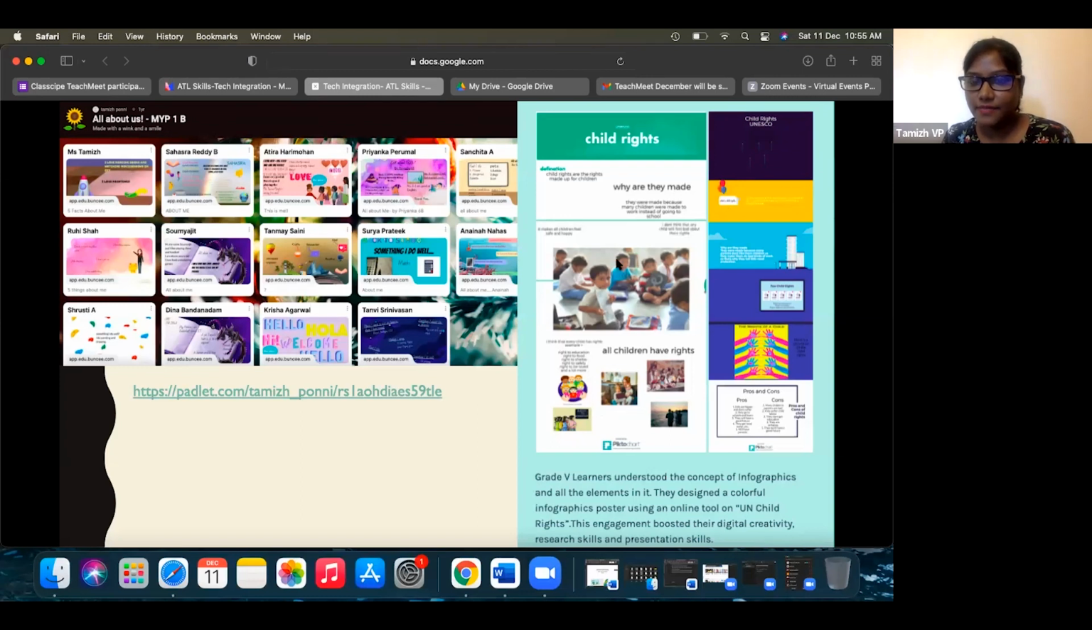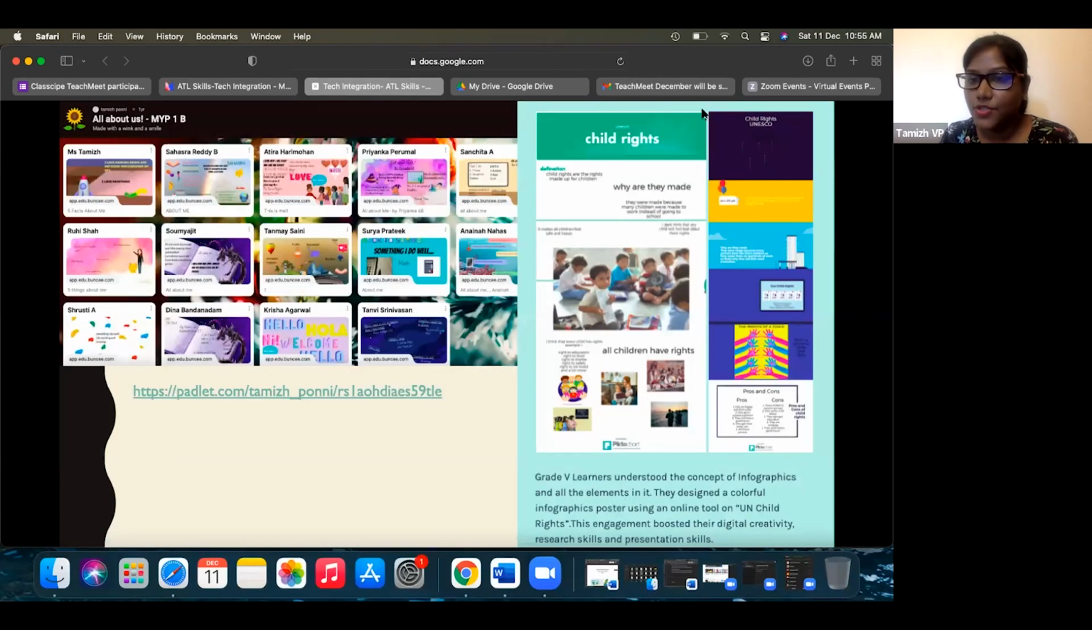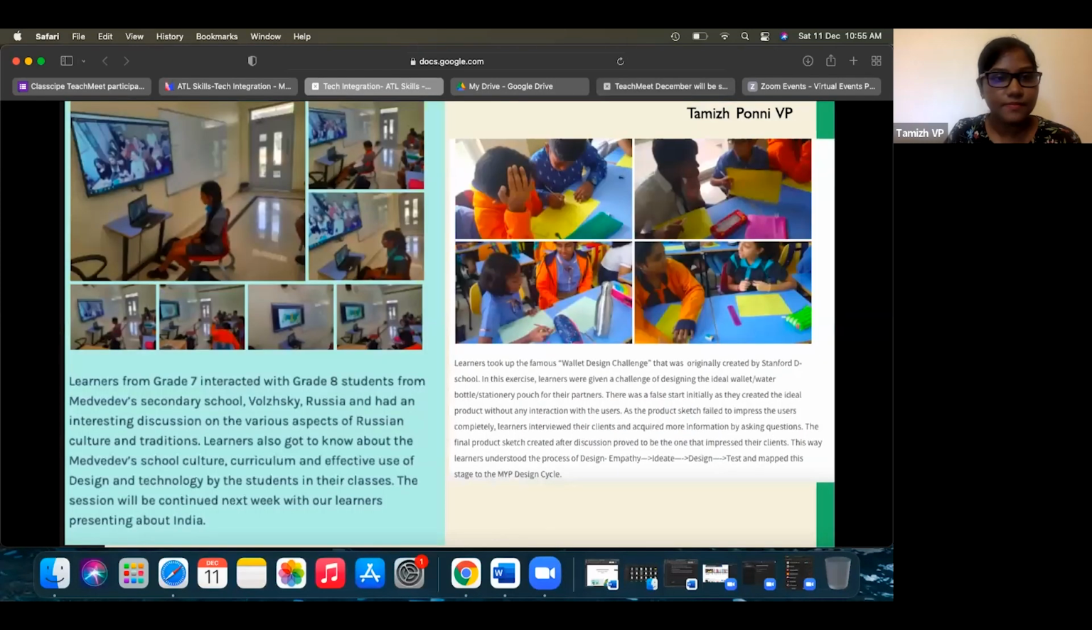And knowing your rights is very, very important. When it comes to collaboration skills, rights and needs are an important part. Children have made a poster on child rights after going to the UN site and understanding the different things that they do on this.